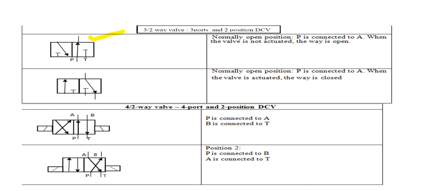Okay, so this is 4 by 2 direction control valve, which has 4 ports and 2 positions. It also has two actuator ports. One is pressure port and one is tank port.